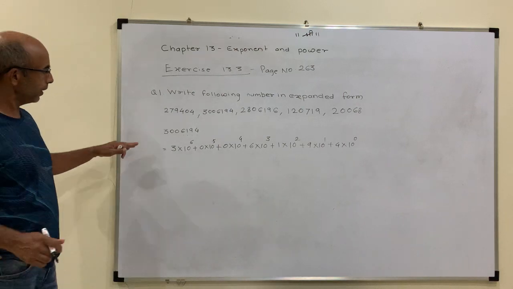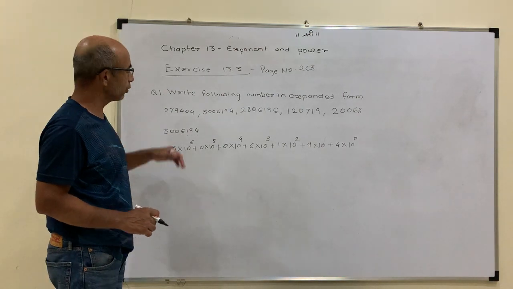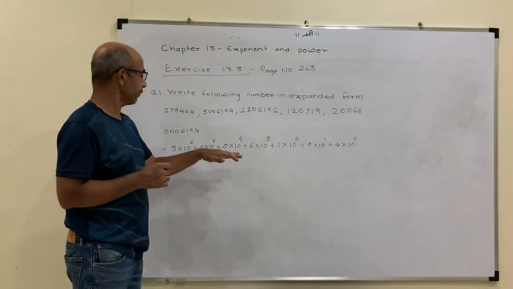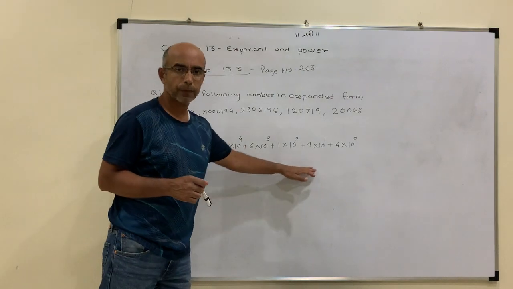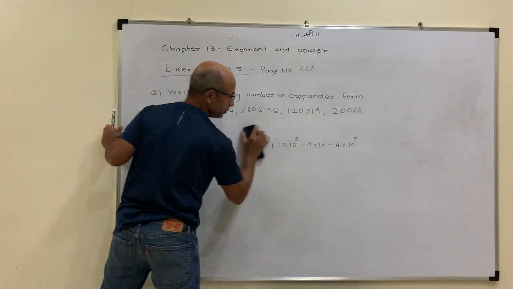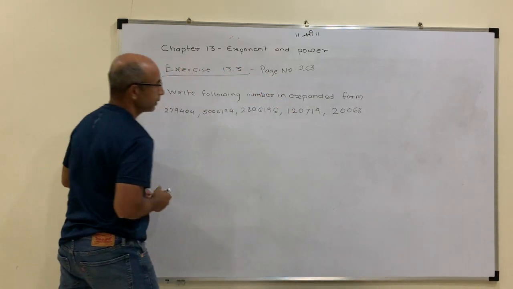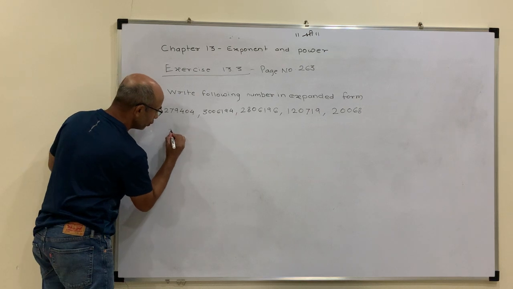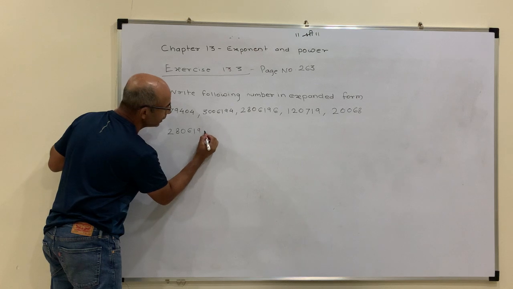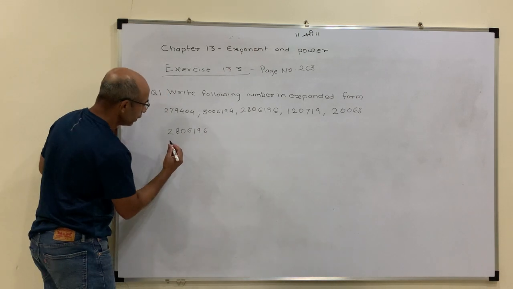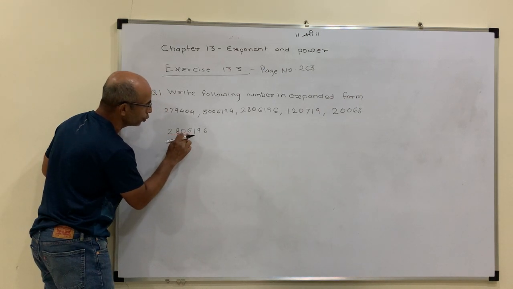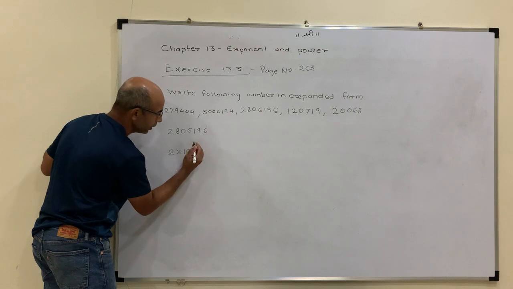So now this number 3006194 in expanded form is like this. So now I move on to the third one. My third number is 280696. So now 2 into 10 raised to 6.